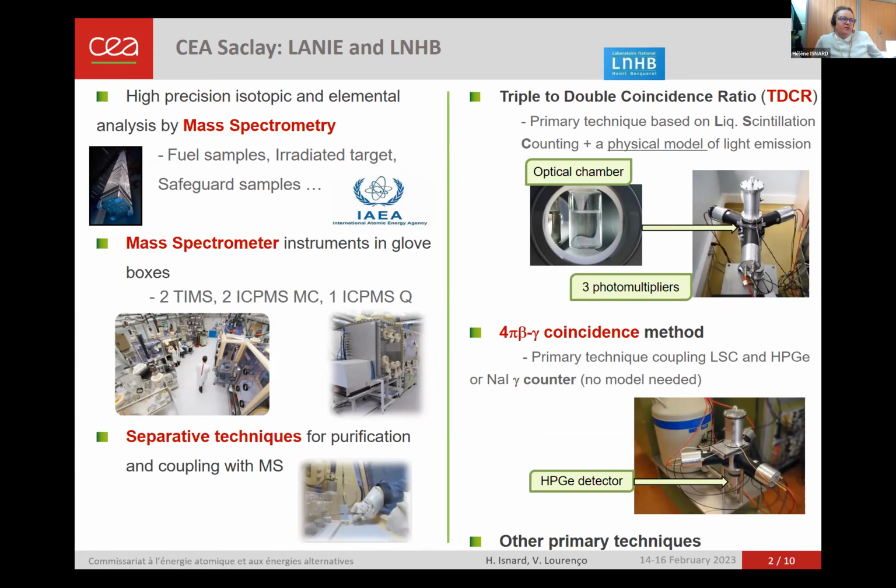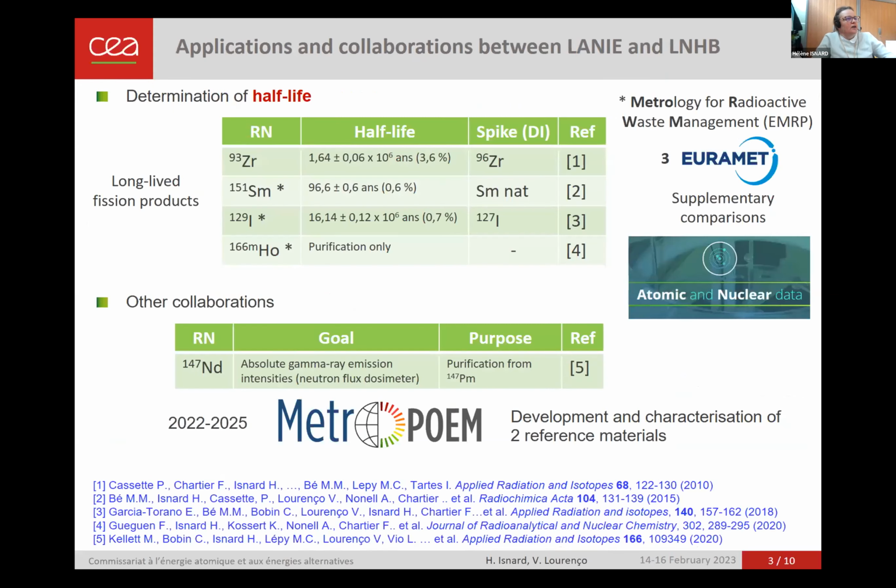LNHB, the Henri Becquerel National Laboratory, is the reference laboratory in France in the metrology of ionizing radiation, and it is a designated institute for the LNE in France. It is equipped, of course, with a large panel of primary techniques. On this slide we have just an illustration of several techniques that we have used in collaboration between the two labs, for example liquid scintillation counting with the triple-to-double coincidence ratio, or the 4π beta-gamma coincidence method.